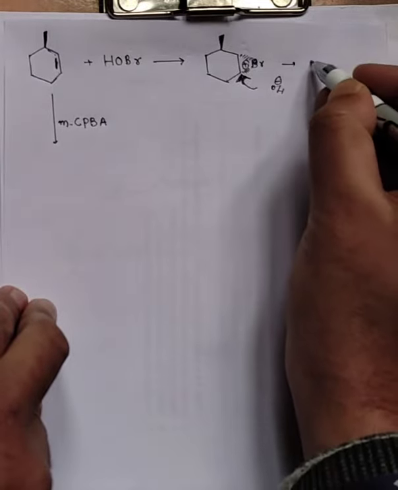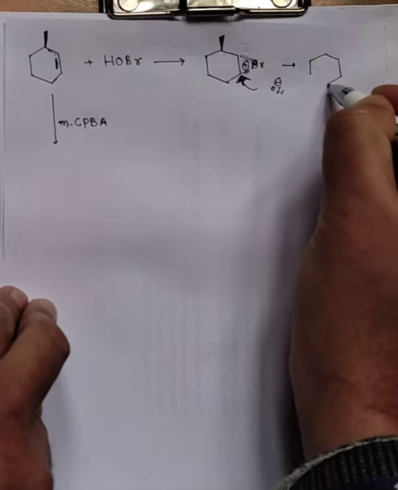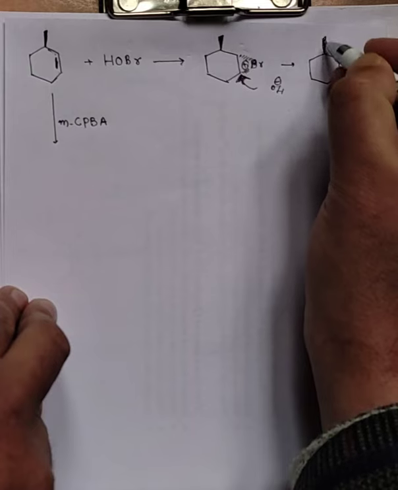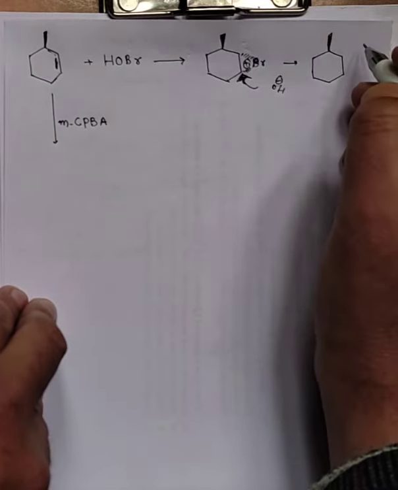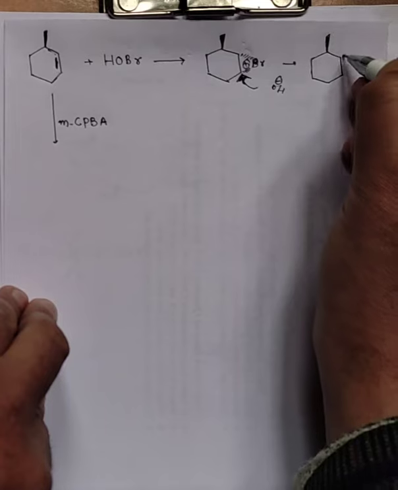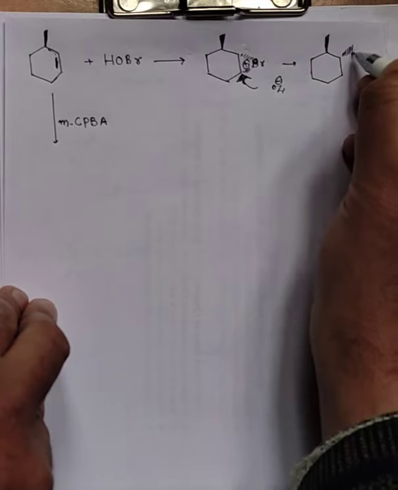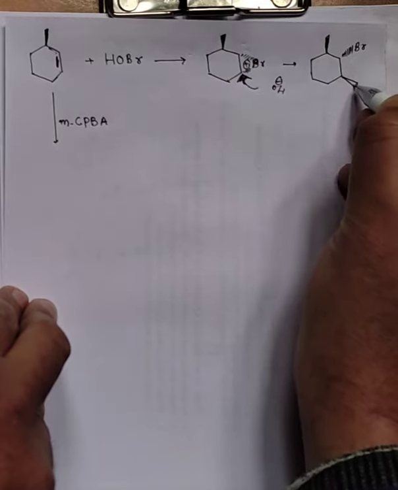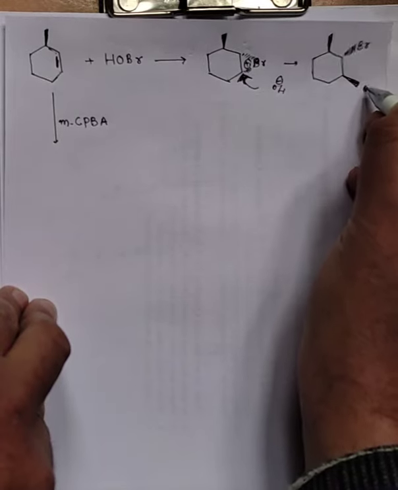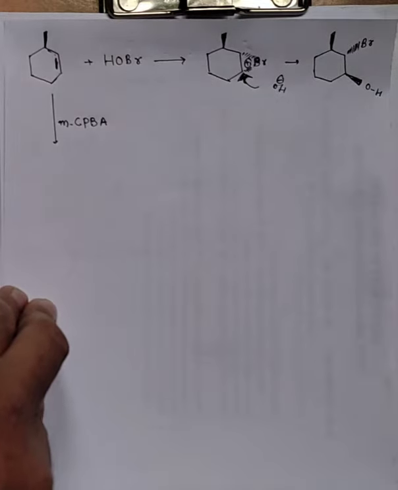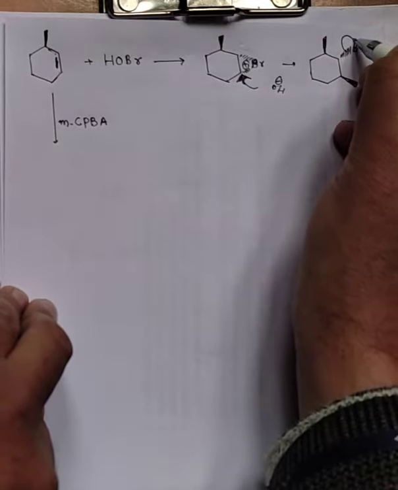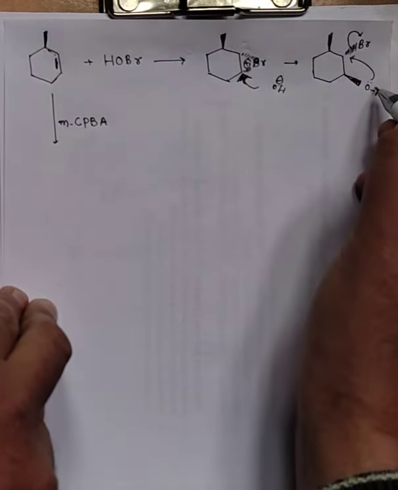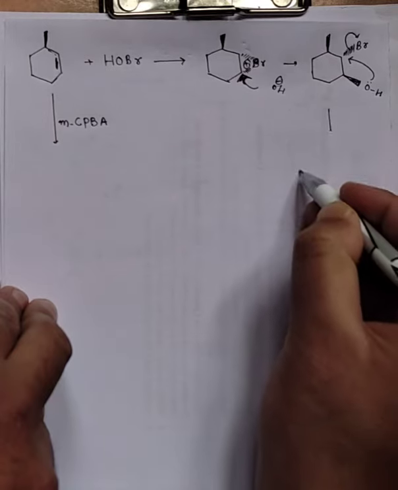So what will it form? This is your group. The bromine is on the below side, so what you will get, I will show like this. This is your bromine, and this I will show bold. The hydroxide is above the plane now. Then the bromine will leave, and the oxygen will attack from the top side. So once it attacks, what you finally get is this compound.